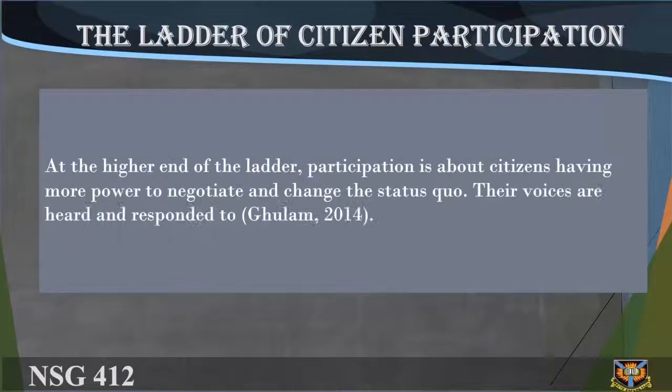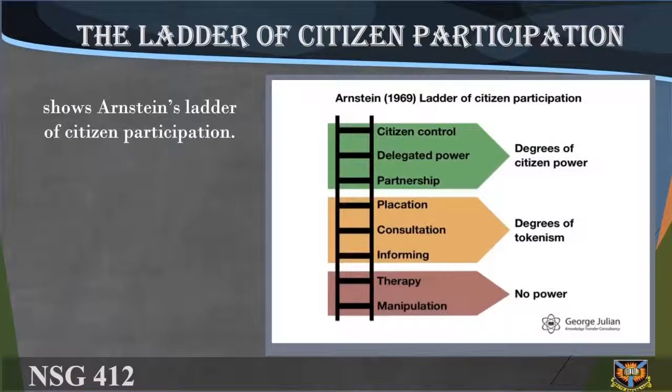At the higher end of the ladder, participation is about citizens having more power to negotiate and change the status quo. Their voices are heard and responded to. Gulam, 2014. Arnstein, 1969, Ladder of Citizen Participation. Citizen control, delegated power, partnership: degrees of citizen power. Placation, consultation, information: degrees of tokenism. Therapy, manipulation: no power.